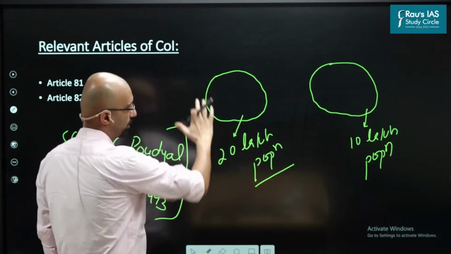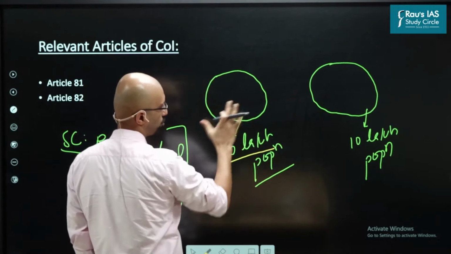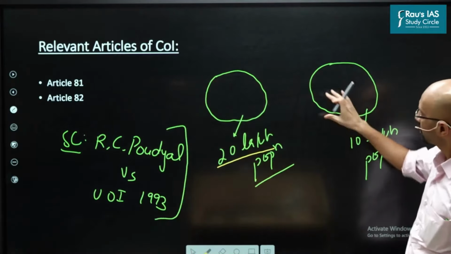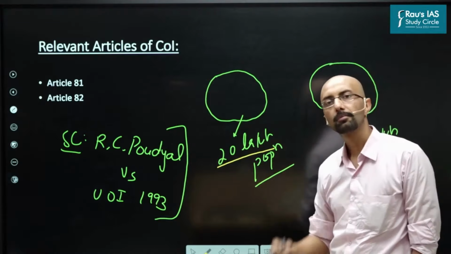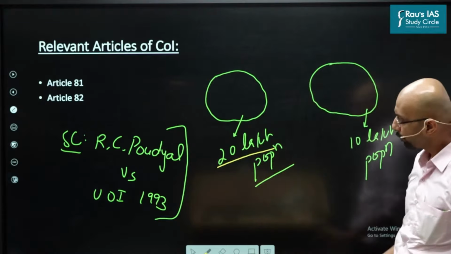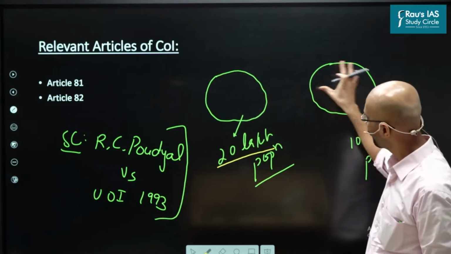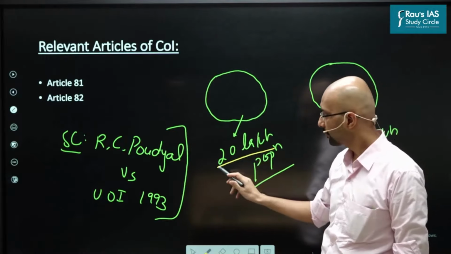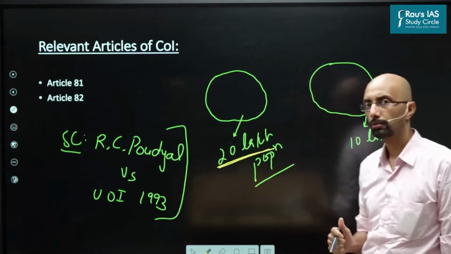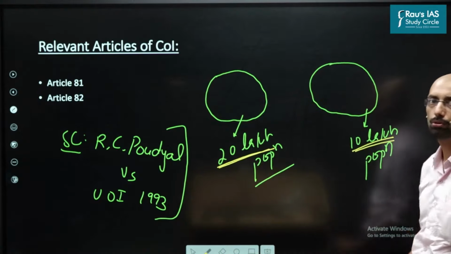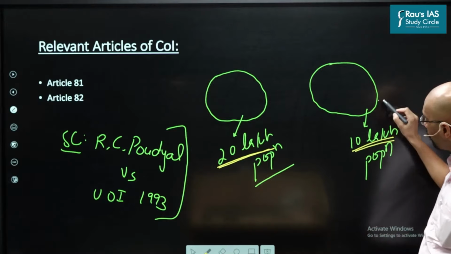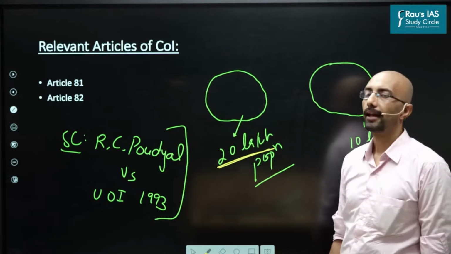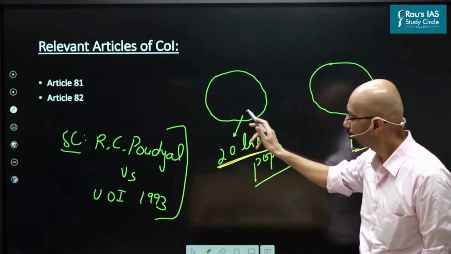So the 20 lakh people who are the voters of this constituency will elect one representative. Similarly, the voters of this constituency will choose another representative. Now tell me, because these constituencies have different population sizes, can we say that the value of the vote of these 20 lakh people is equal to the value of the vote of these 10 lakh people? No. Here, the value of the vote of the people of this constituency is double that of the people of this constituency.